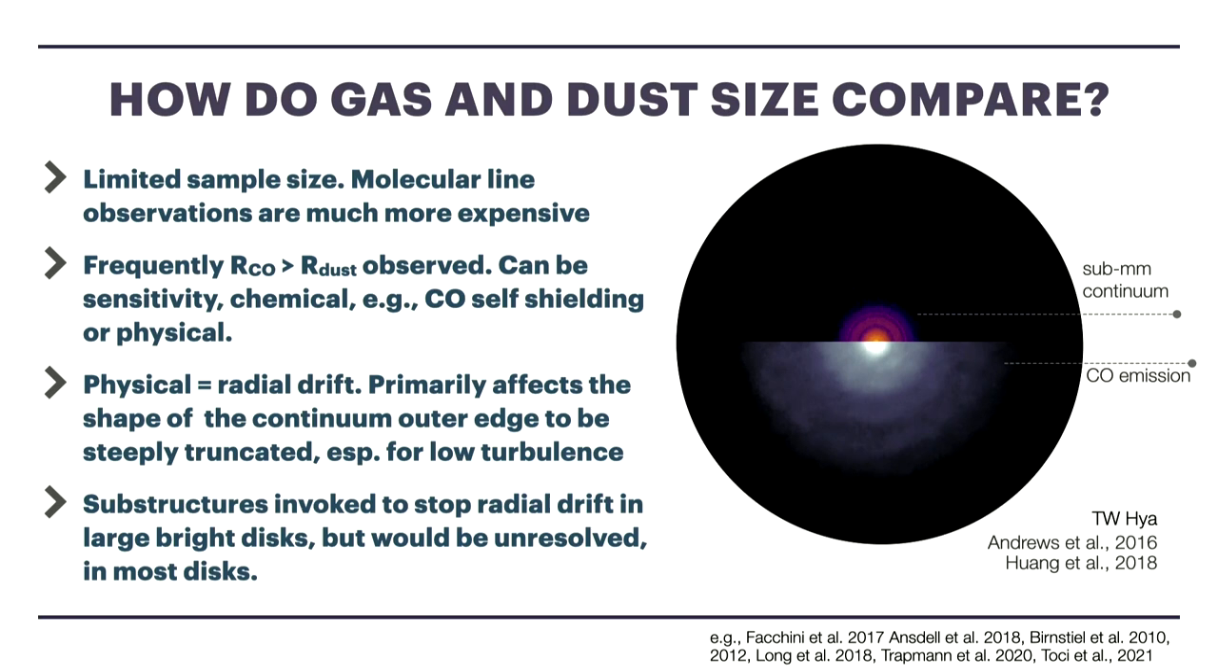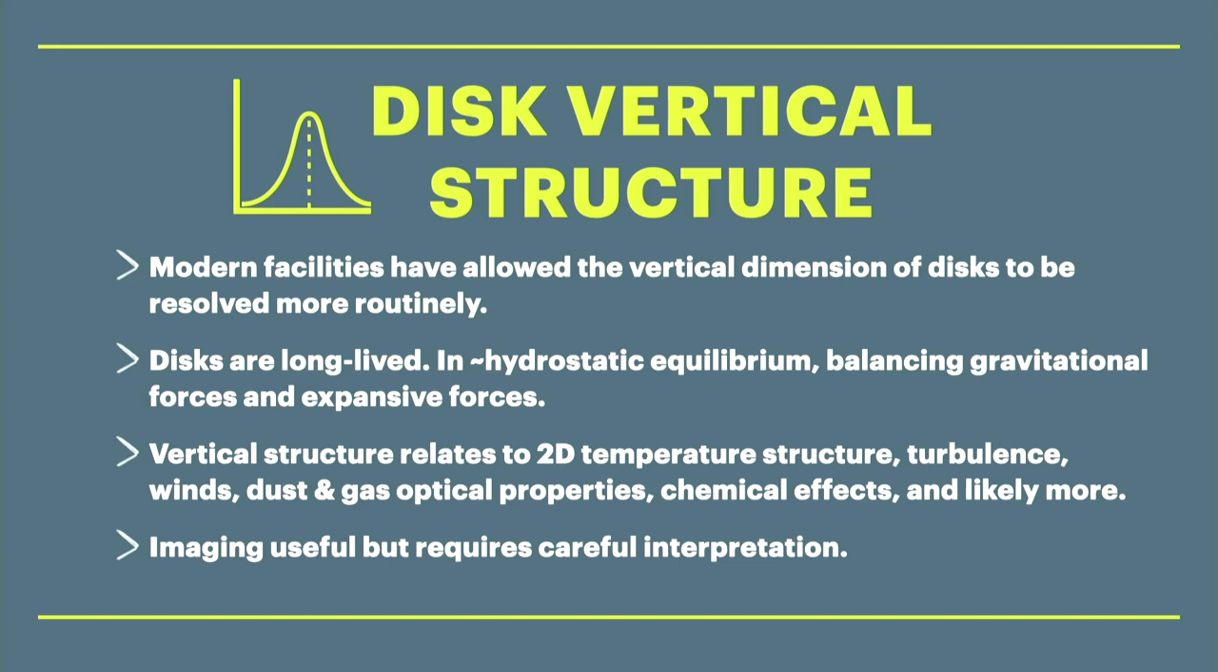Substructures are invoked to stop the radial drift, but if these are present in most disks, they're going to largely be unresolved. So this is something to just keep in mind. All right, so briefly, disk vertical structure: what have we learned about the height or the vertical distribution?